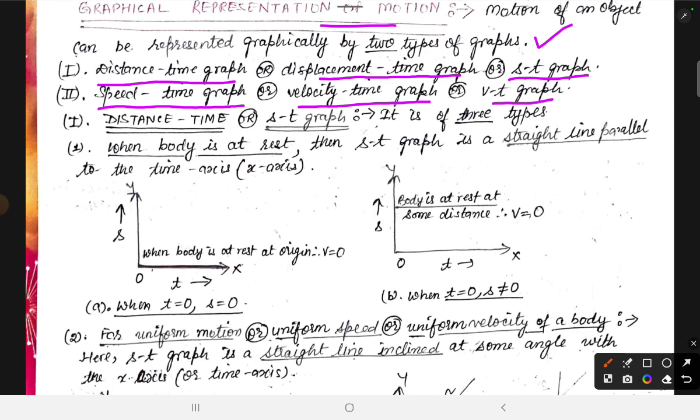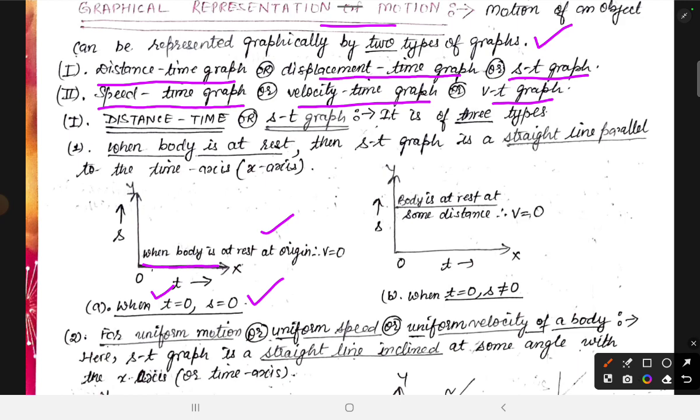For distance time graph or ST graph, it is of three types. When the body is at rest, then the ST graph is a straight line parallel to the time axis. We are talking of this line. This is parallel to the time axis. Here what we see, time is 0, S is also 0. So the body is at rest, with no movement.